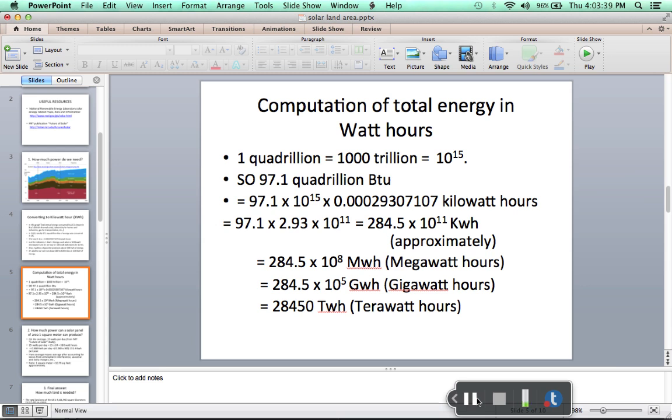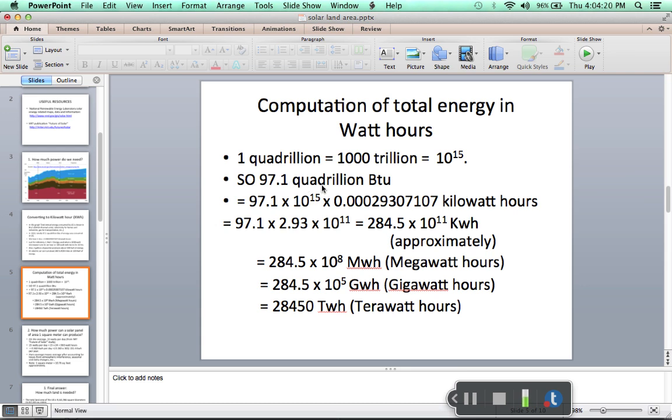All right, so this is the actual next slide. The questions and assignments will come in the end. This is how to convert the BTUs into kilowatt hours. So, as I promised, 1 quadrillion means 1,000 trillion, which is, trillion is 1,000 billion, and you hear about it a lot when they talk about the government budget and stuff. Or the GDP of the US is about $14 trillion.